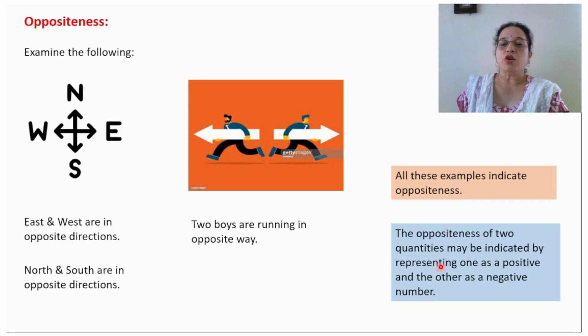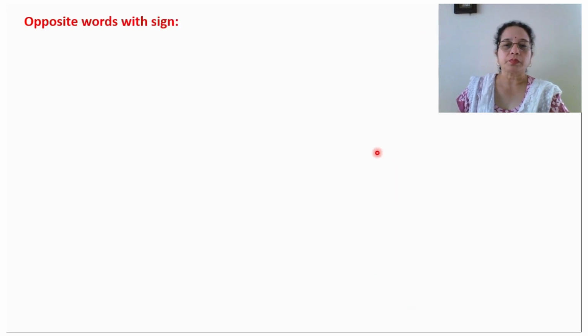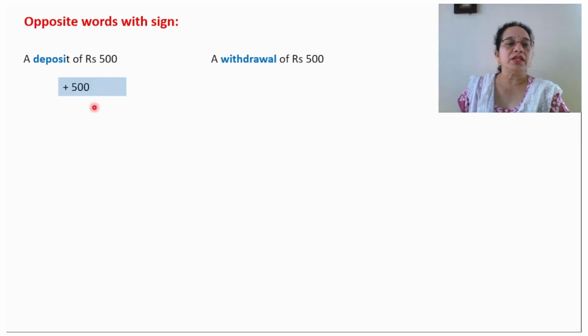The oppositeness of two quantities may be indicated by representing one as a positive number and the other one as a negative number. Opposite words with sign. A few examples for this. A deposit of rupees 500. What is the opposite of this? Opposite of deposit is withdrawal. So a withdrawal of rupees 500. Same thing you can write down as an integer. So as an integer we will write this as plus 500 and withdraw means minus, so we will write minus 500.